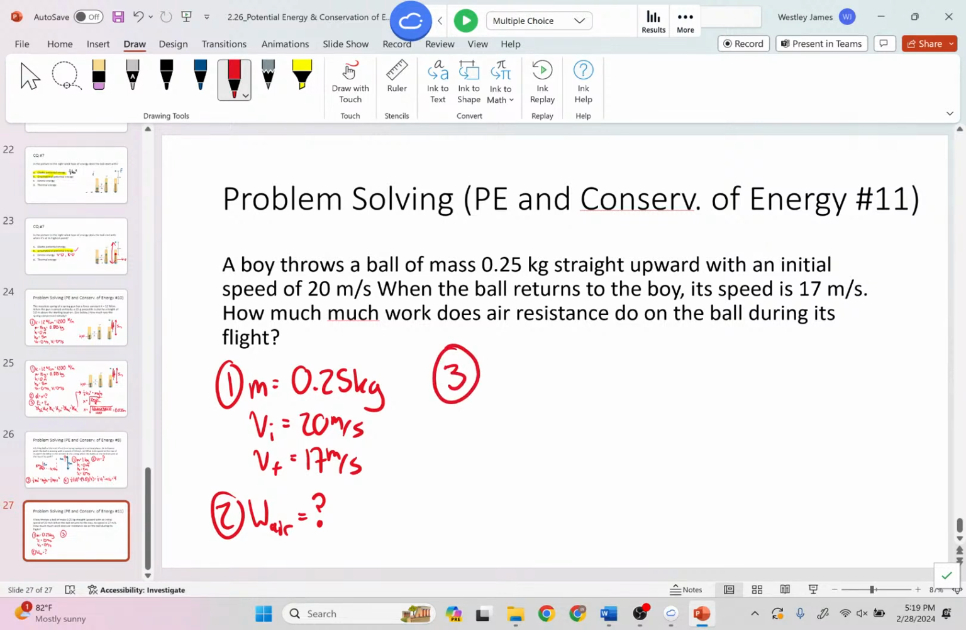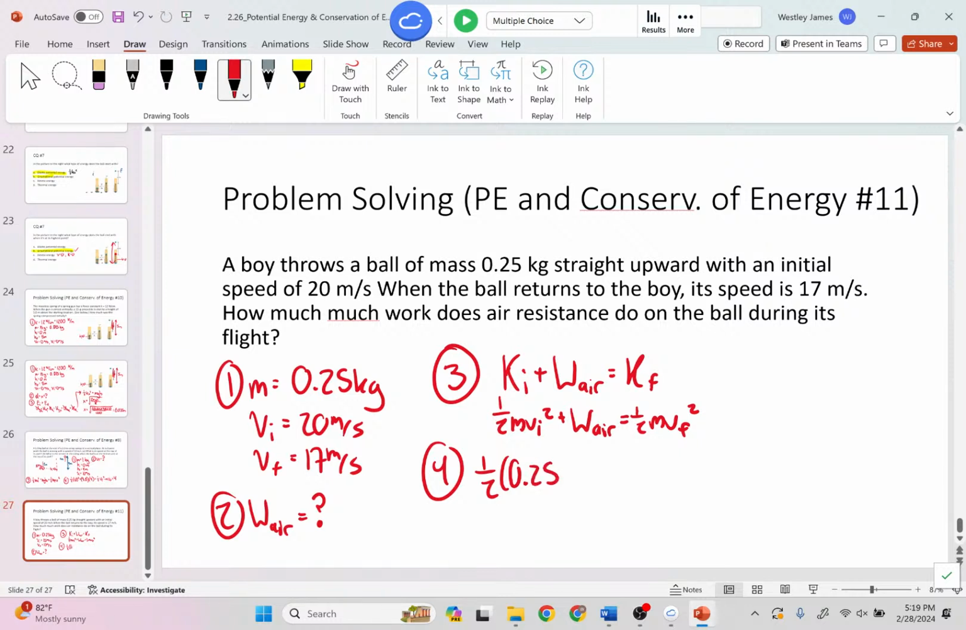How do we do this? I know I'm kind of Lightning McQueen because I've got 1 minute. Kinetic energy initial plus the work due to air equals kinetic energy final. 1/2 m v initial squared plus the work due to air equals 1/2 m v final squared. You plug in the numbers. 1/2 times 0.25 times 20 squared plus the work due to air equals 1/2 times 0.25 times 17 squared. Notice this number is bigger than this number. The work due to air will be a negative answer.